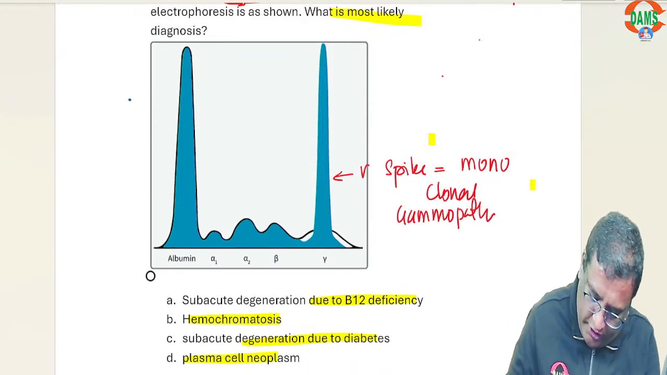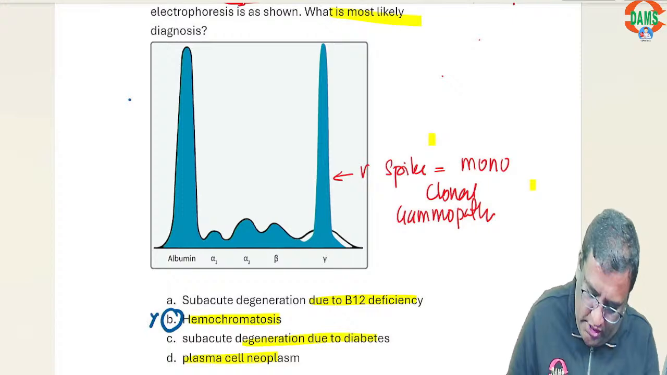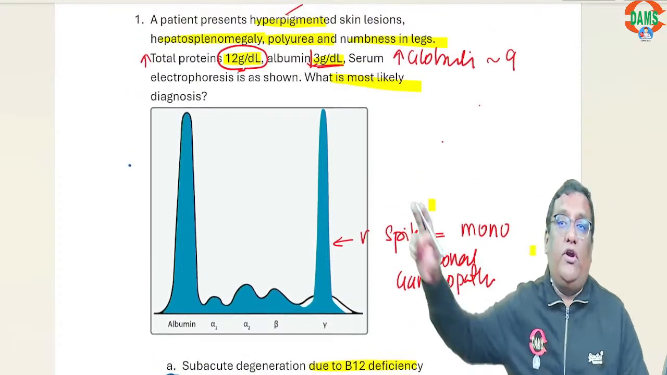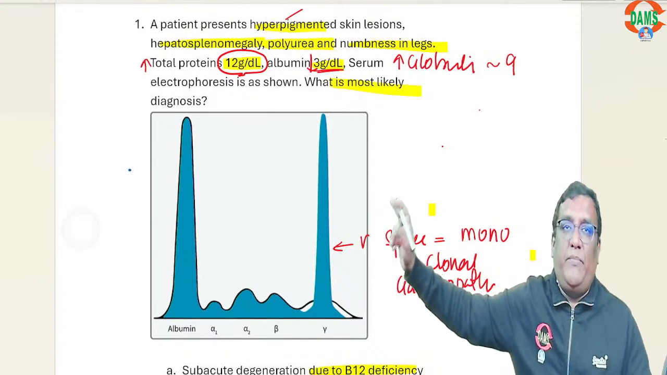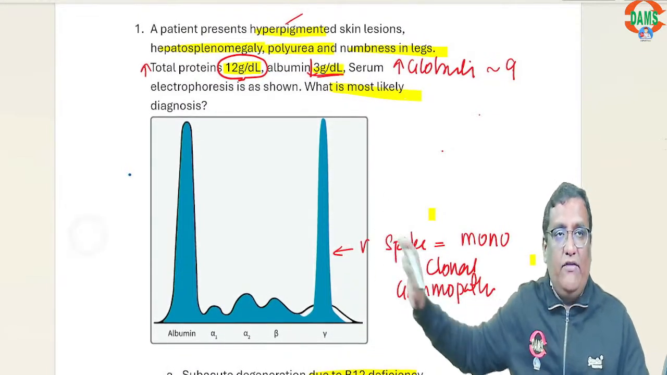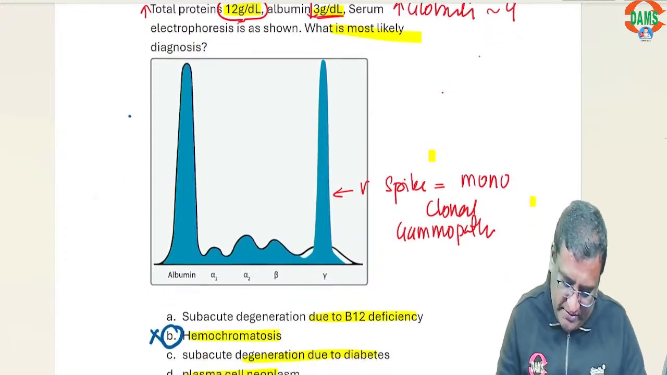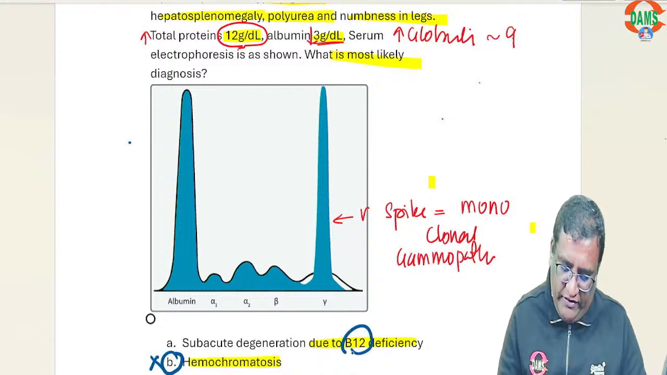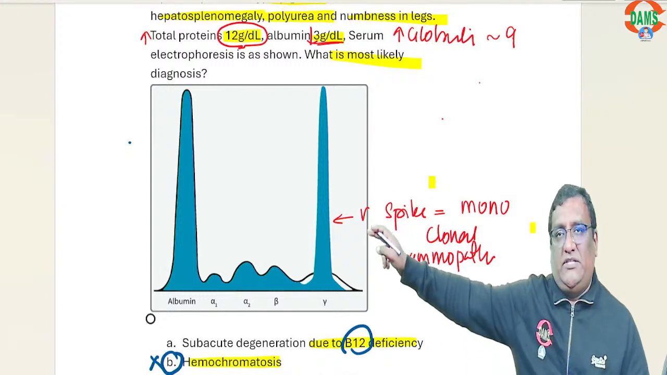The confusing words given in this question were polyuria, etc. So, is it hemochromatosis? It looks like hemochromatosis because hemochromatosis can have polyuria, but it will not have one spike. The gamma spike is very key for the diagnosis of a plasma cell neoplasm. That is the correct answer. It is not due to B12 deficiency. The keyword here is the gamma spike.